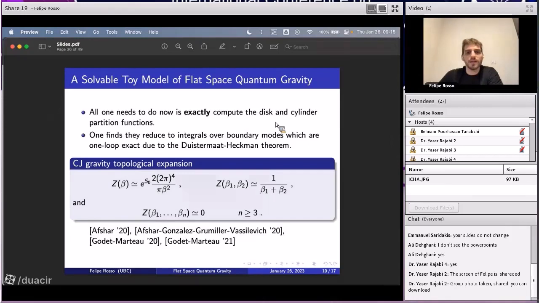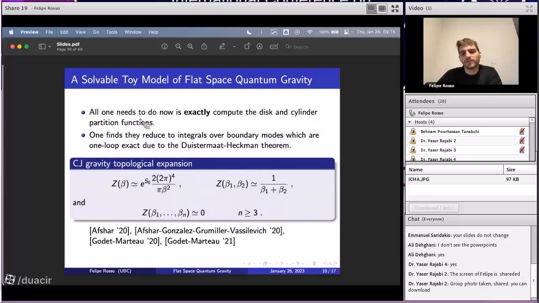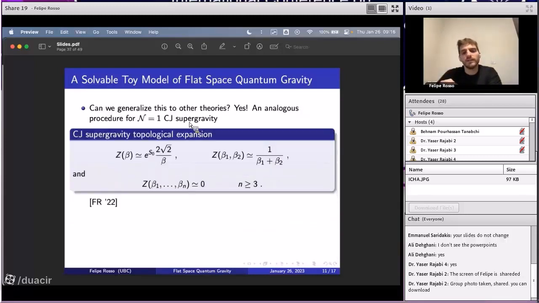Let me also tell you that if you add supersymmetry, the question is: is this special? Is the fact that we're able to compute these partition functions exclusive to the CJ gravity case? And the answer is no. If you add supersymmetry, for instance, you can do N=1 CJ supergravity, and you can define the theory, and as shown in this paper, you can perform a very similar calculation and obtain a similar result, which is similar but not the same. And there are a couple of consequences that come from these results that are very different.